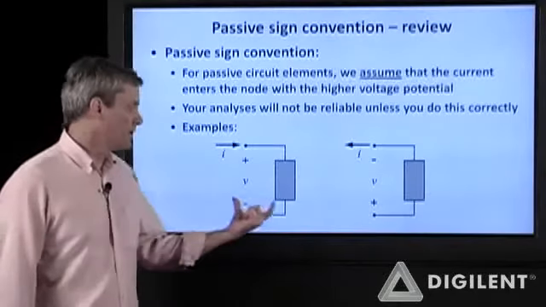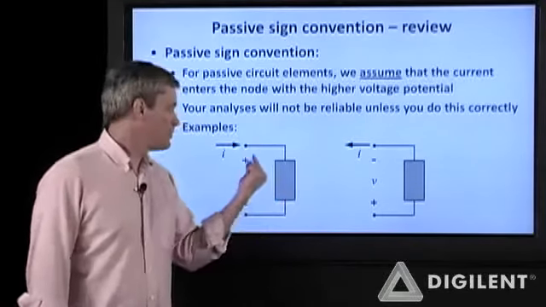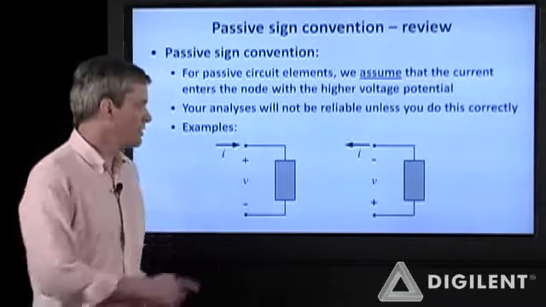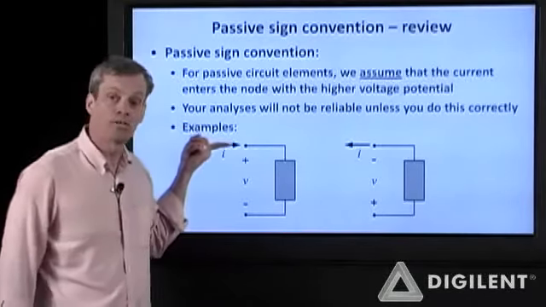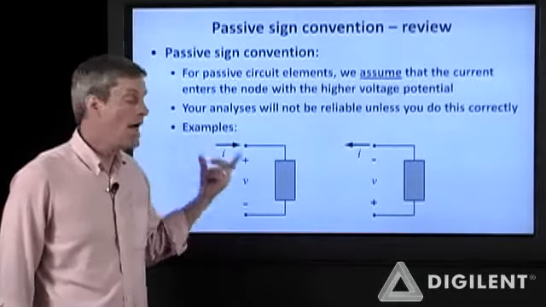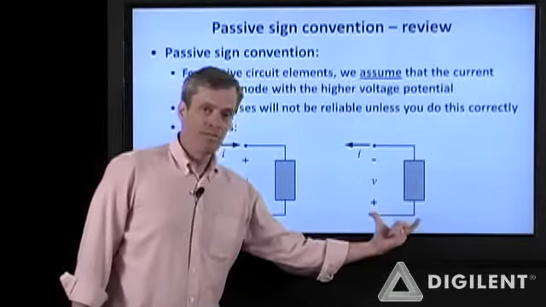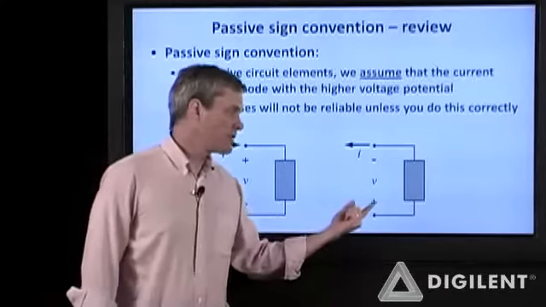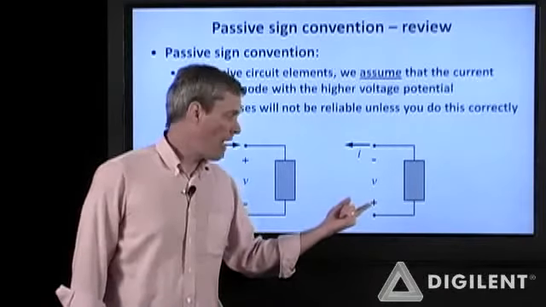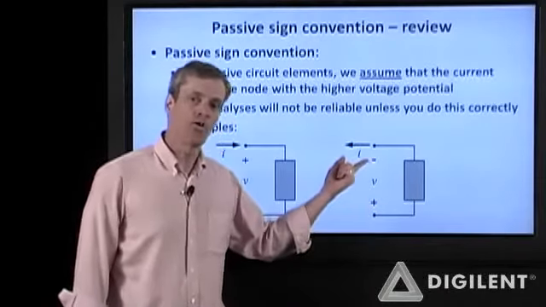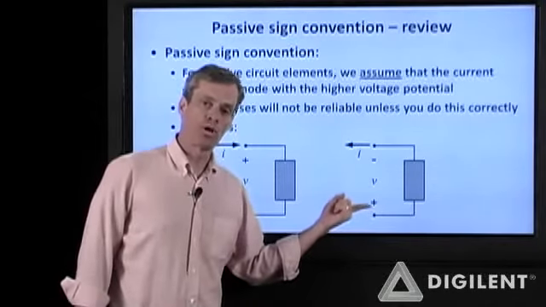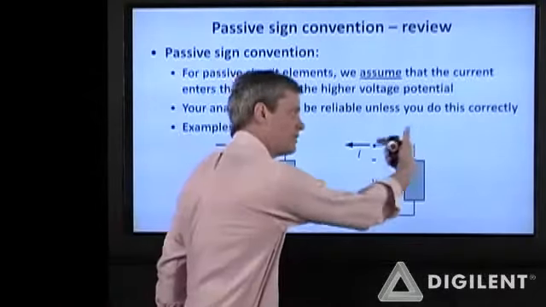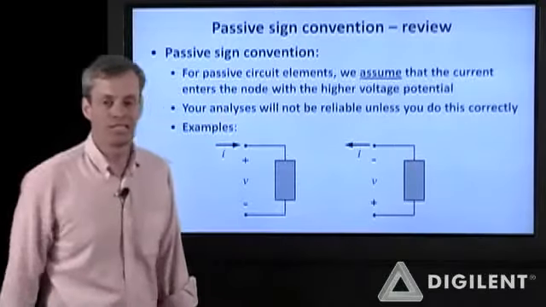For example, if I have a passive circuit element with two terminals and I assume that the voltage potential is higher at this node than at this node, I need to assume that current is entering the upper node. It is perfectly legitimate to do the opposite assumption, that the voltage potential is higher at this node than it is at this node, but then you must assume that current is going into the lower terminal, which is equivalent to the assumption that current is leaving the upper terminal.